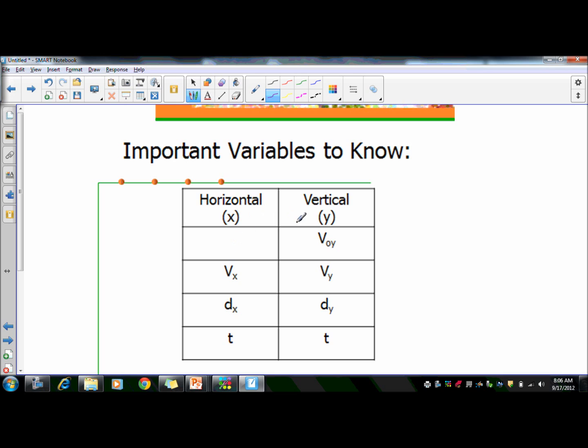The only variable that these two have in common is time. The way I like to say it is that time ties the vertical and horizontal together. So time ties the two together. The time here is the same as the time here because it's the same projectile in the same situation.